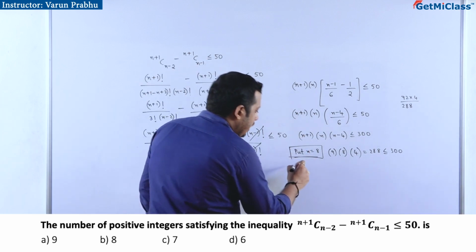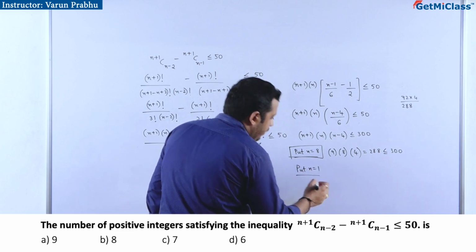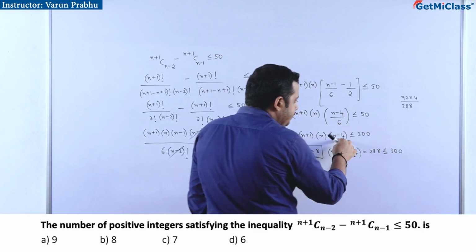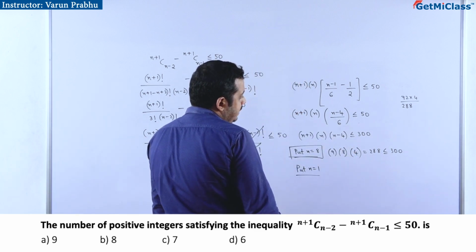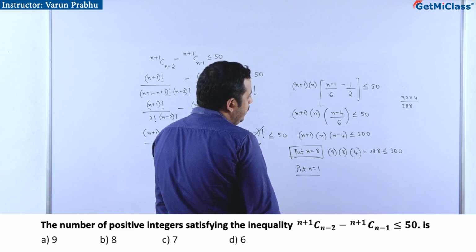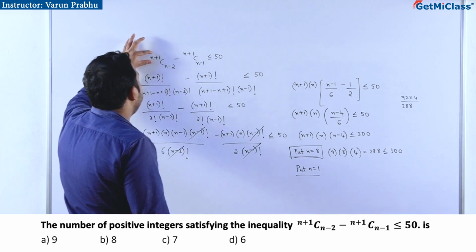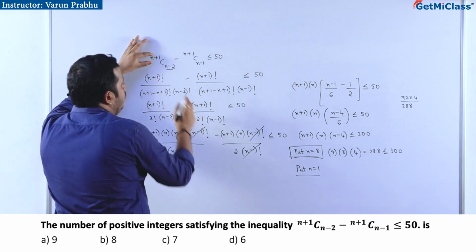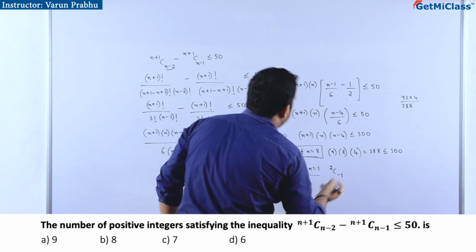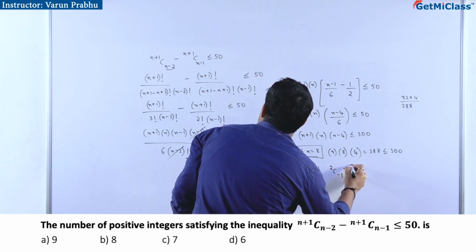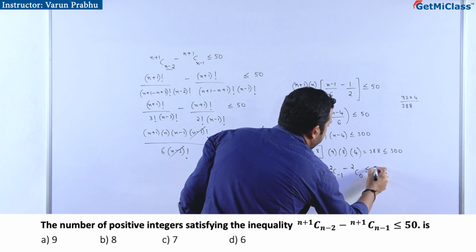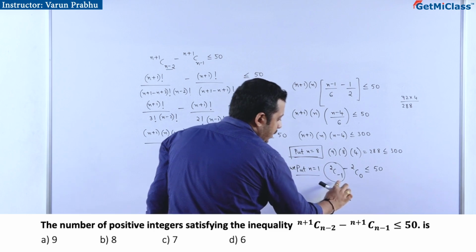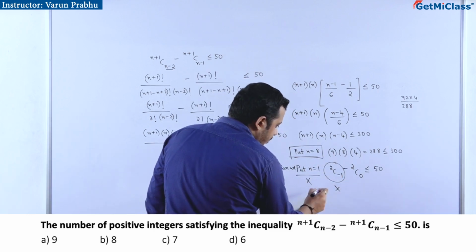this inequality will be satisfied. But in the meantime, if you put n is equal to 1, what will be the answer that we get now? If you put n is equal to 1, you will get n plus 1, 2C minus 1, minus 2C0, that is less than or equal to 50. This part is wrong, right? When we put n is equal to 1, this part is wrong. So n is equal to 1 cannot be the answer to the question.